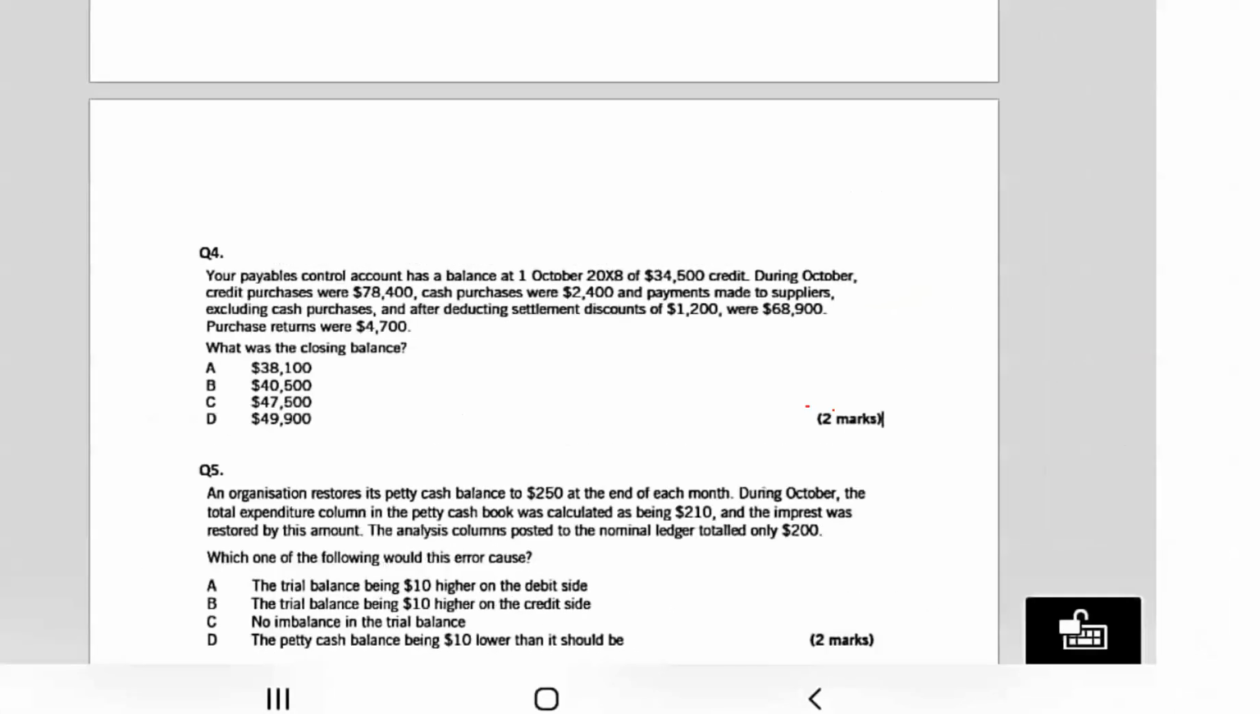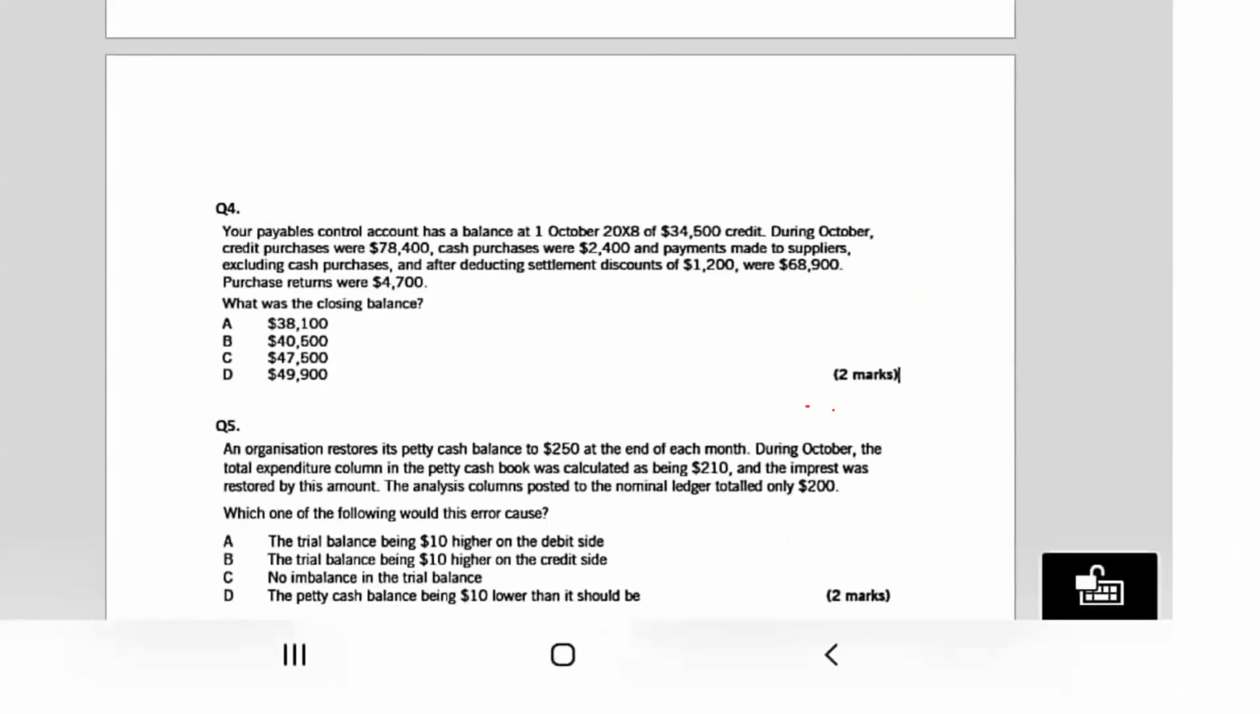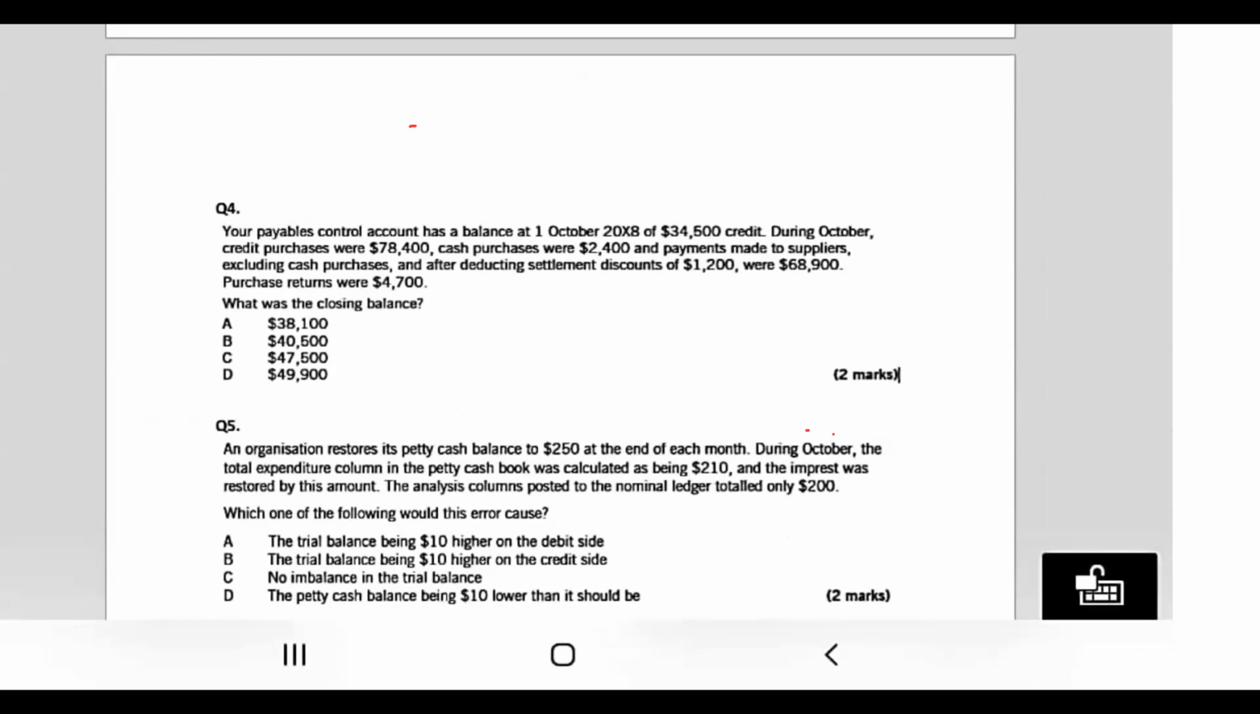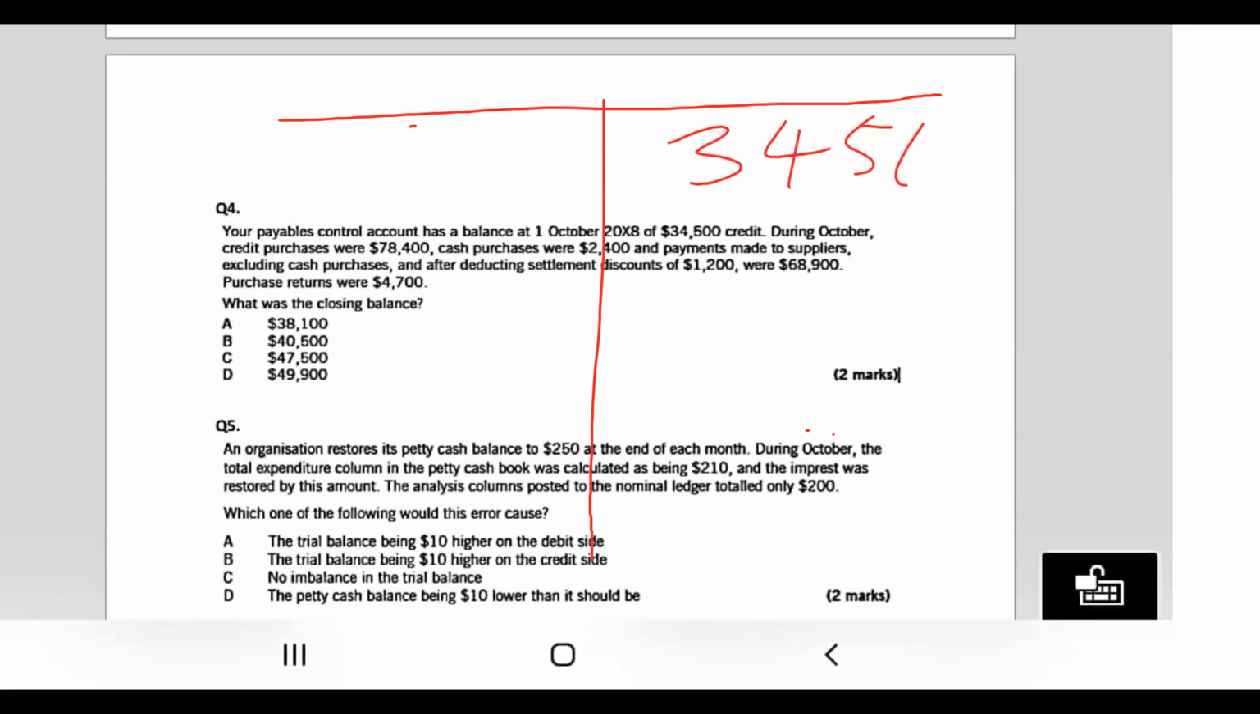Interesting. Now we have got this one. Your payables control account has a balance at 1st October 2018 of 34,500 credit. It's a payables control account.